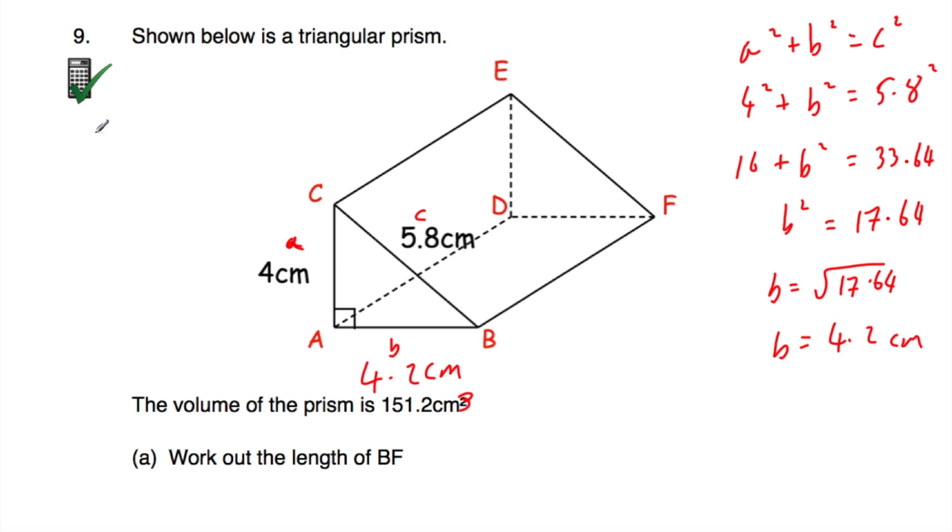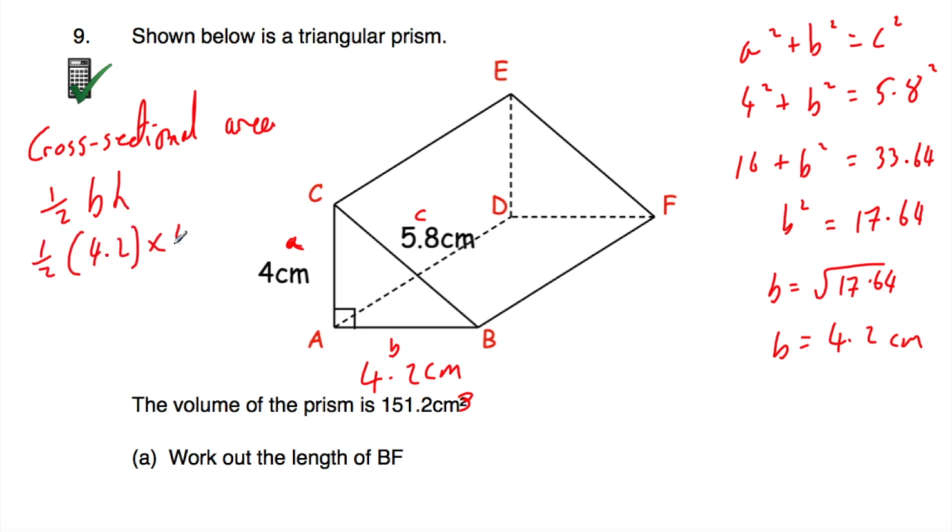So let's find the area for the triangle to begin with. The cross-sectional area is the area of the triangle. So we're going to do half the base times the height. It's half of the base, which is 4.2, times the height, which is 4. When we work that out, half of 4.2 multiplied by 4 is equal to 8.4. So that's 8.4 centimeters squared, the area for this cross section.